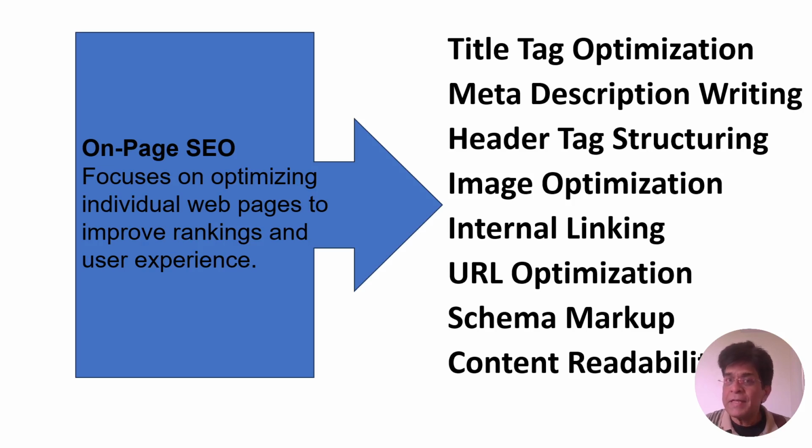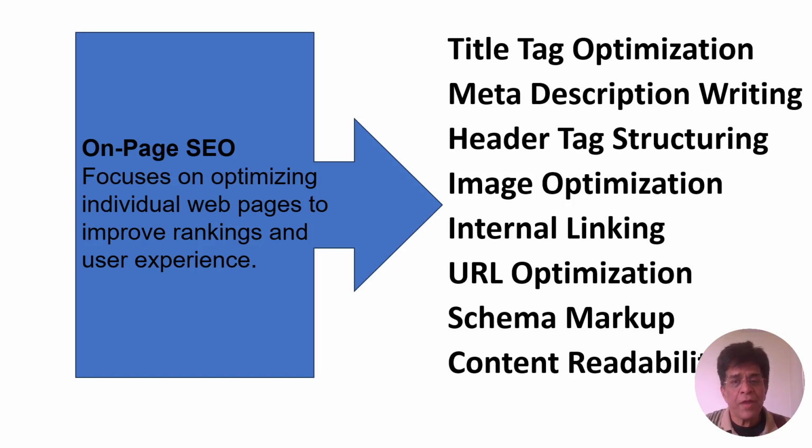Header tag structuring: every page has some main heading, subheading, sub-subheading, and description. So that has to be organized properly. The main heading should be in bold letters, a little bit bigger. That is H1. H2 should be the subheading, a little bit smaller than the header. Similarly, it should be arranged properly. The structure has to be H1, H2, H3, and description.